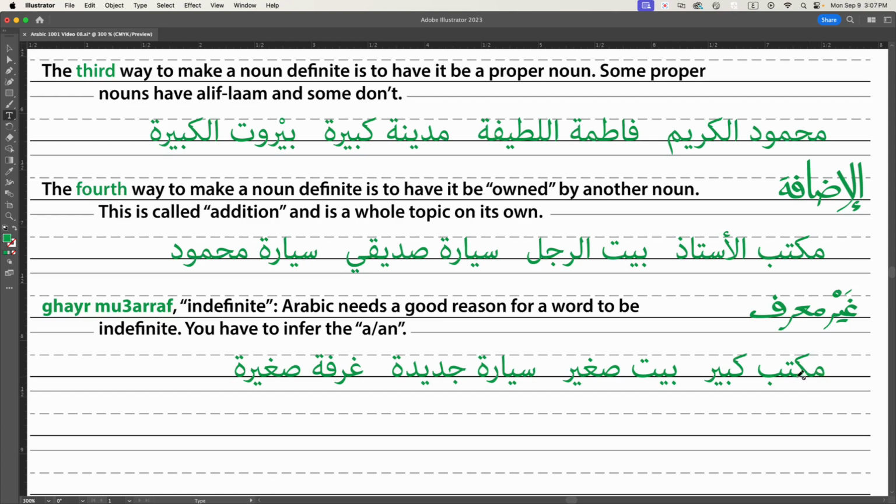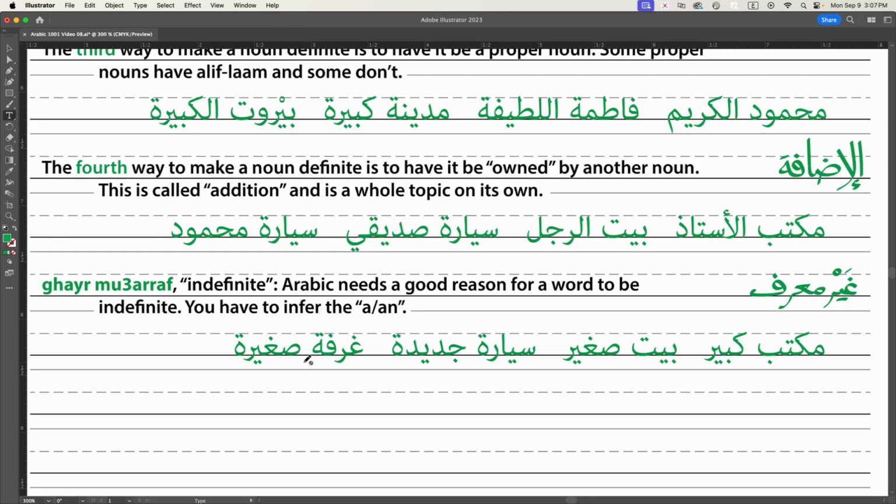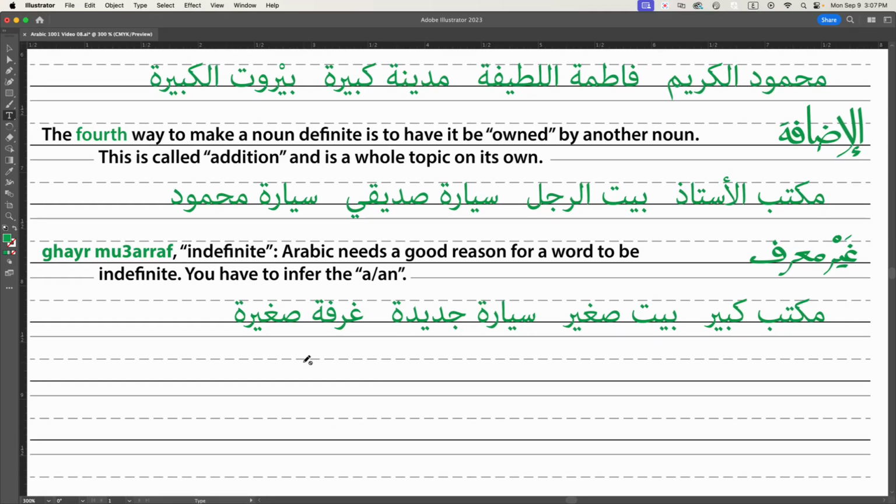So, mektab kabir, a big office. Beit saghir, a small house. Sayara jadida, a new car. Ghurfa saghira, a small room. There's no a or an, you just have to recognize it as being there. This isn't really very, very difficult.